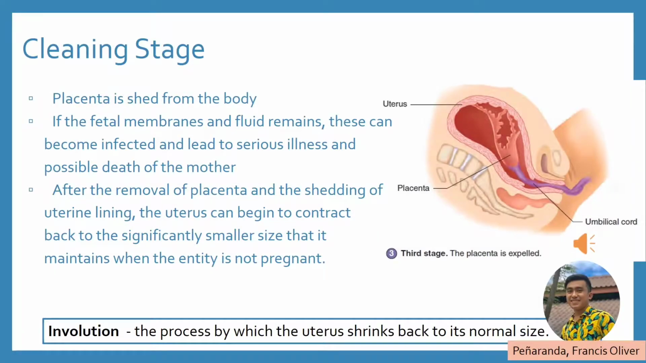Cleaning stage. The placenta is shed from the body. If the fetal membranes and fluid remain, this can become infected and lead to serious illness and possible death of the mother. After removal of the placenta and the shedding of the uterine lining, the uterus can begin to contract back to the significantly smaller size that is maintained when the entity is not pregnant. Involution is the process by which the uterus shrinks back to its normal size.